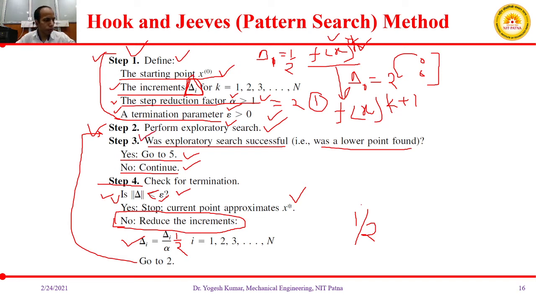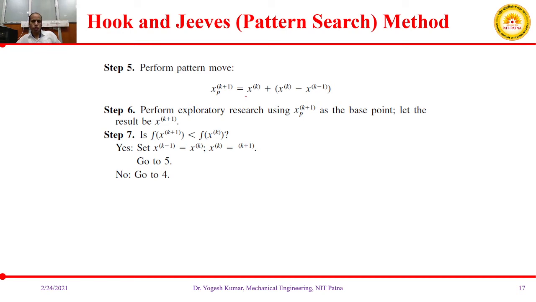Okay, so this process is continued till your exploratory search is successful. If it is not successful, we will continuously do these steps repeatedly till we find one point corresponding to your exploratory search. As soon as you are successful in getting a lower point using your exploratory search, you will go to step number 5, which corresponds to your pattern search. So how will we do the pattern search?